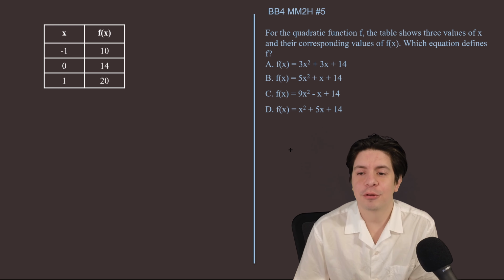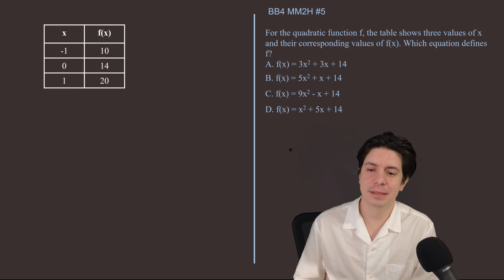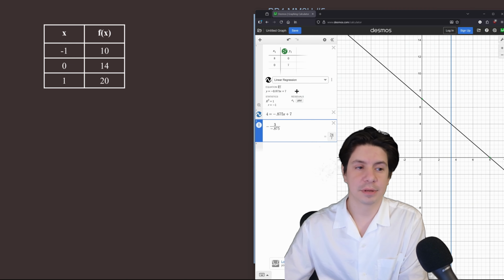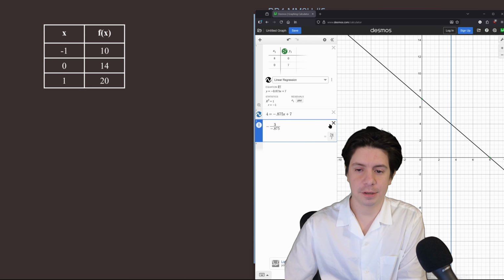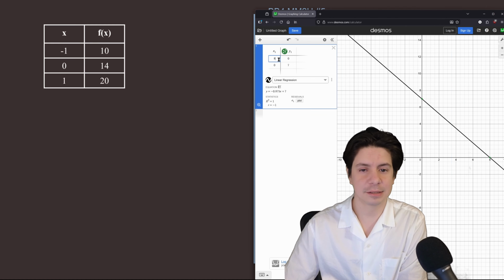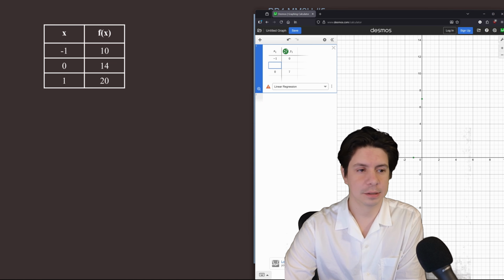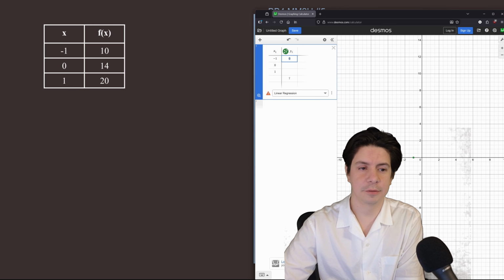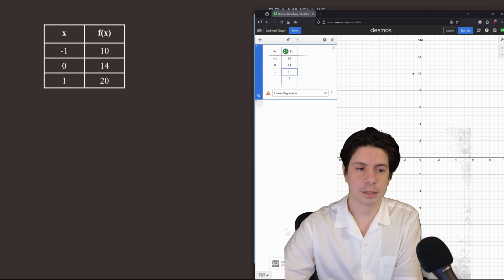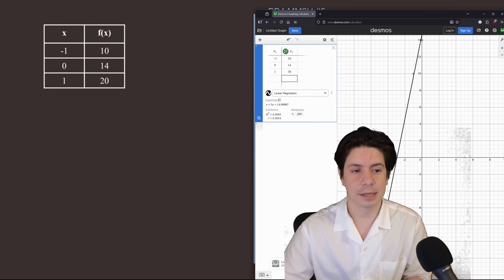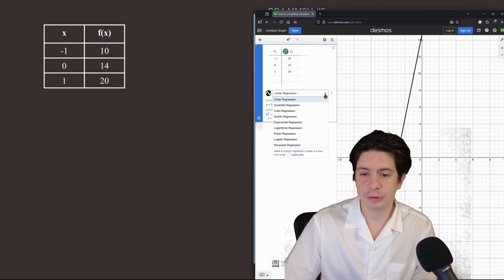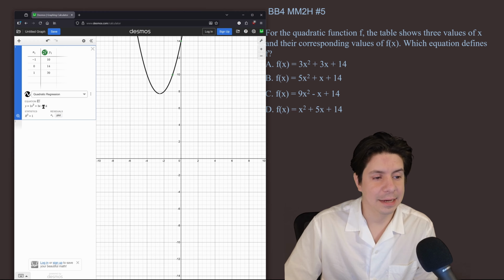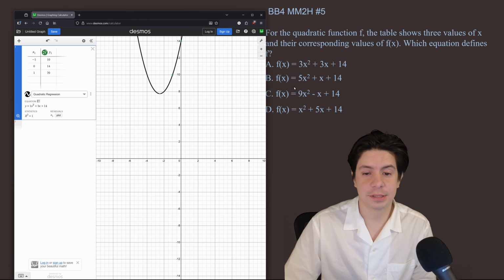And then we have this for the quadratic function f. The table shows 3 values of x and their corresponding values of f of x. Which equation defines f? Okay, so now we're going to do the same thing we did before. If we use the Desmos method, we're going to plug in these values. So it'll be negative 1, 0, and then 1. And then over here it's going to be 10, 14, and then 20. It's a quadratic, we were told, so it's going to be like this. And it is 1x squared plus 5x plus 14.